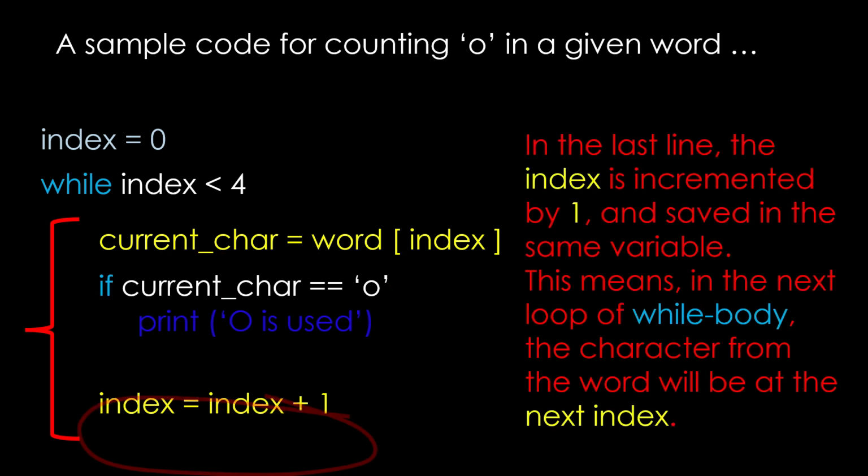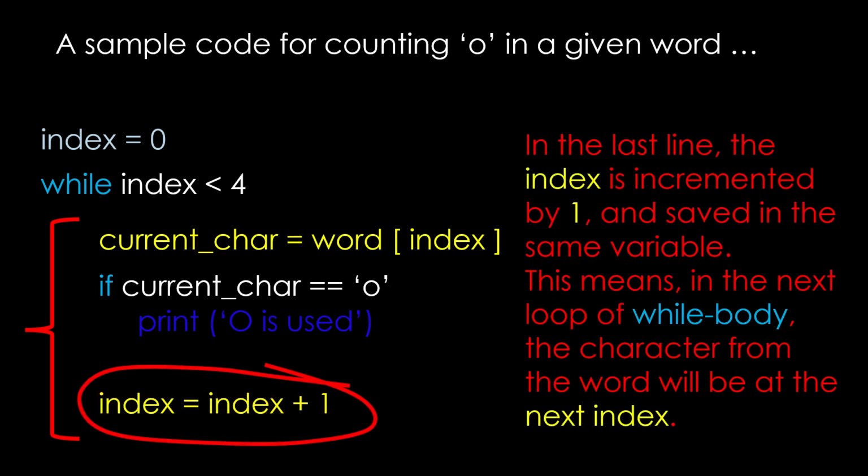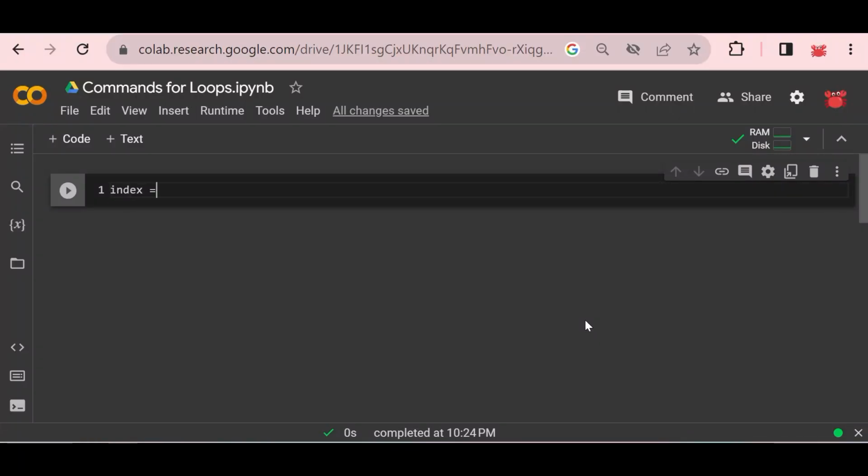The next line, index equals index plus 1, is outside of the if block. This is indicated by an empty line above it. In this line, the index is incremented by 1 and saved in the same variable. This means in the next loop of the while body, the character from the word will be at the next index. Now let's see this in Colab.